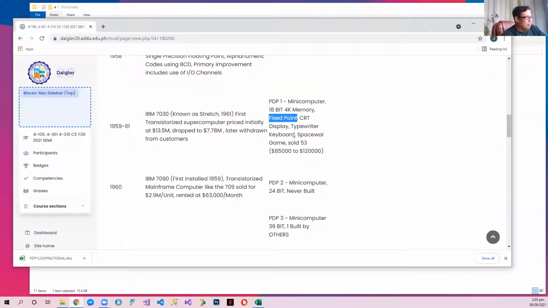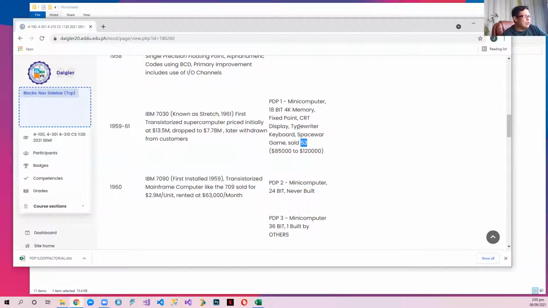Okay? We'll look at that, no? It sold 53 of them. Now, the low end is $85,000, the high end is $120,000. That's very expensive during the time. They said it's slow, no? Because IBM was already selling a 701 during the time.